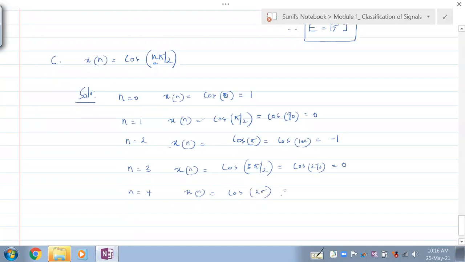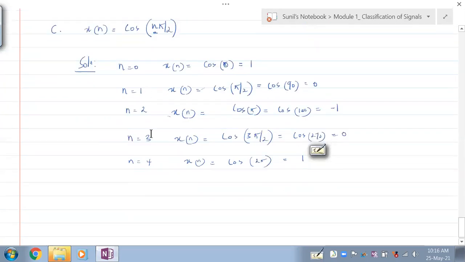Cos 2 pi is what? 360, and it is 1. Cos 0 is 1, and this is also 1. This is how the things are going. Now again, if you go with n equal to 5, will this repeat is what we need to check. And yes, that will happen.